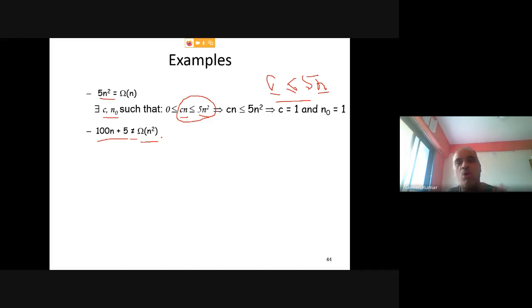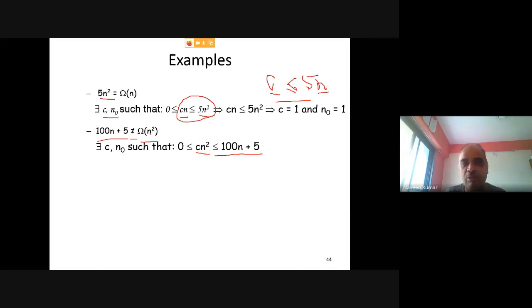It will give you more confidence, right? So in this case, again, we need to proceed in the same way. What you need to show is that cn square should be less than or equal to 100n plus 5. If you can show this inequality for some positive constants c and n0, then it means this is true.